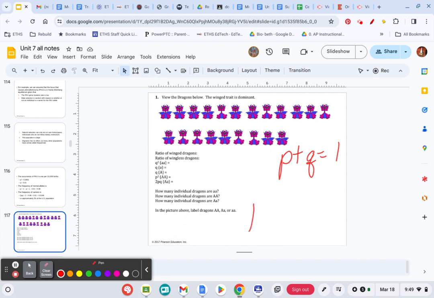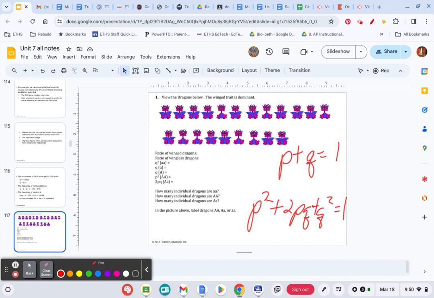And P squared plus 2PQ plus Q squared equals 1. P typically represents the dominant allele, and Q represents the recessive allele. So I could have tall versus short. If tall was dominant, big T would be my P, and if little t was short, then little t would be equal to Q.